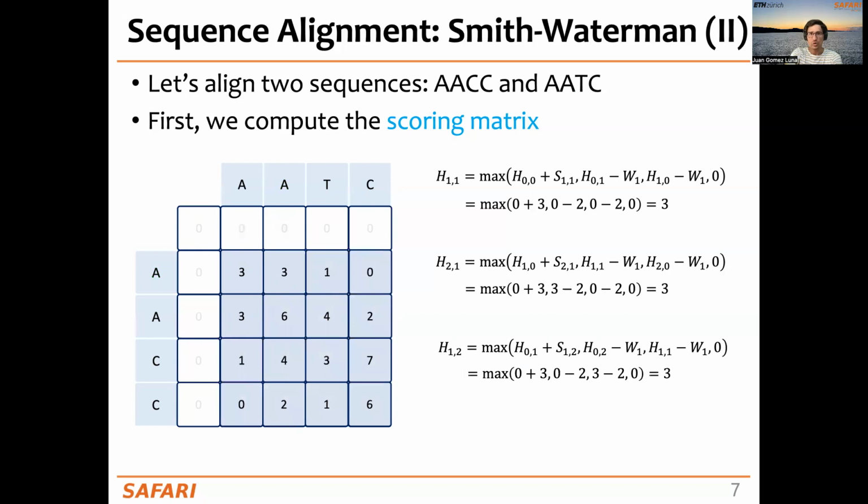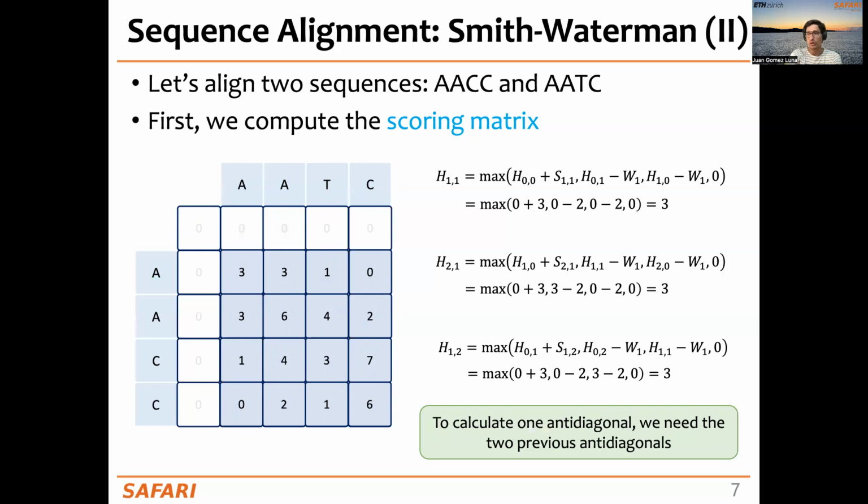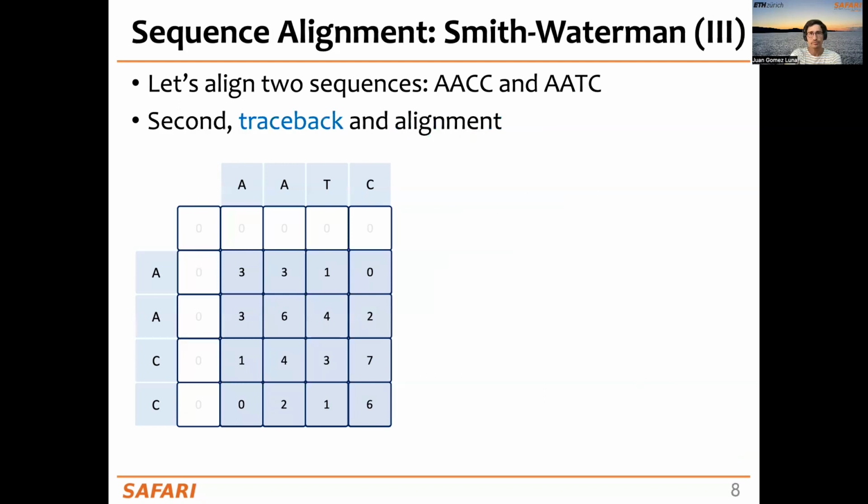And we can continue applying the same formula anti-diagonal after anti-diagonal and compute the entire scoring matrix. So as we can see, to calculate one anti-diagonal, we need the 2 previous anti-diagonals.